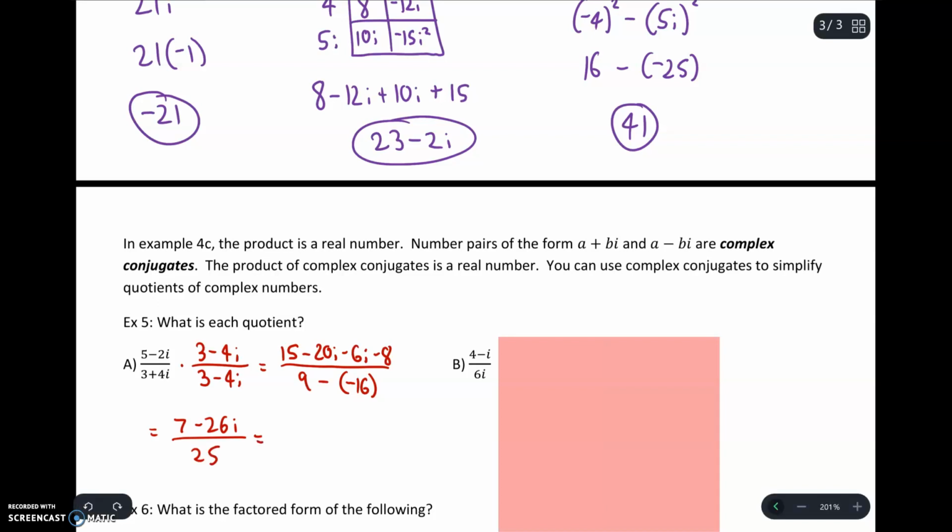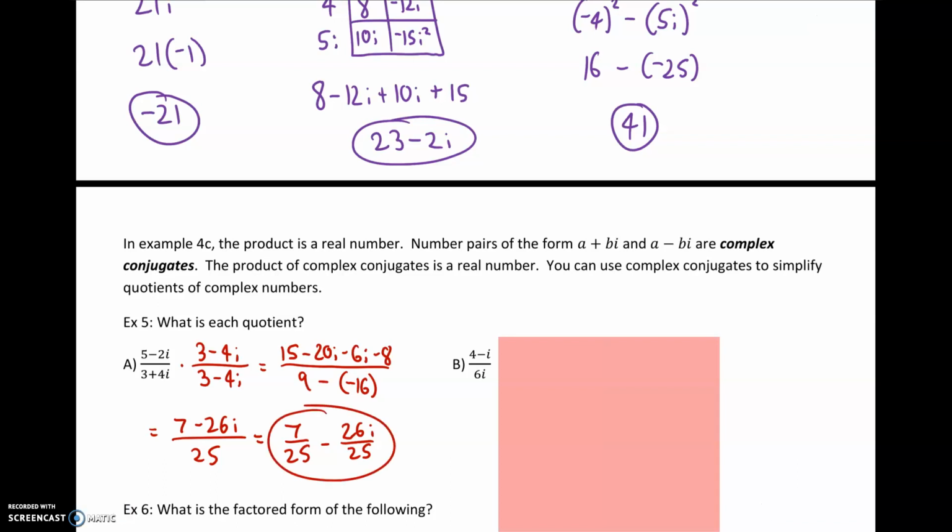We also want to make sure, just for our complex numbers, that we list this as a real and imaginary portion. So it does look about the same, but we want to make sure if I separate that into a 7 over 25 for the real portion of my answer and -26 over 25 for the imaginary portion, that's going to be how we look to simplify any complex number.